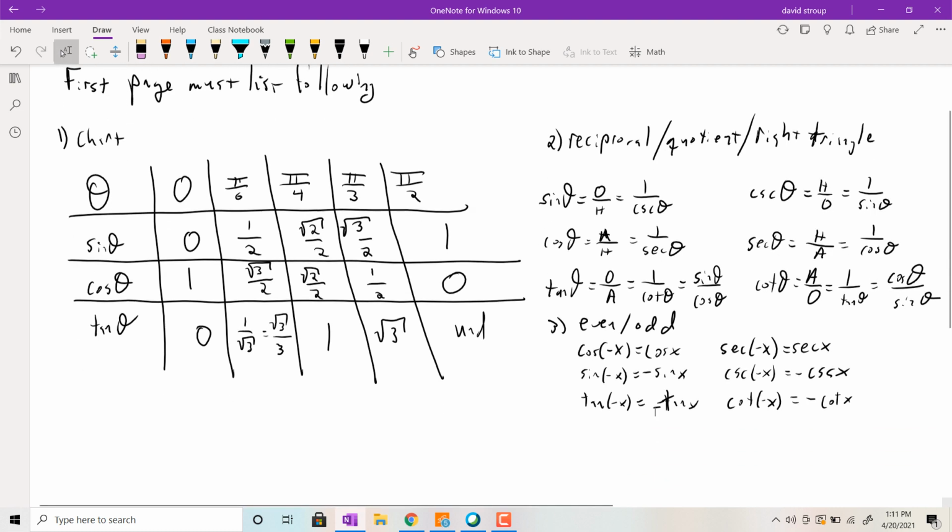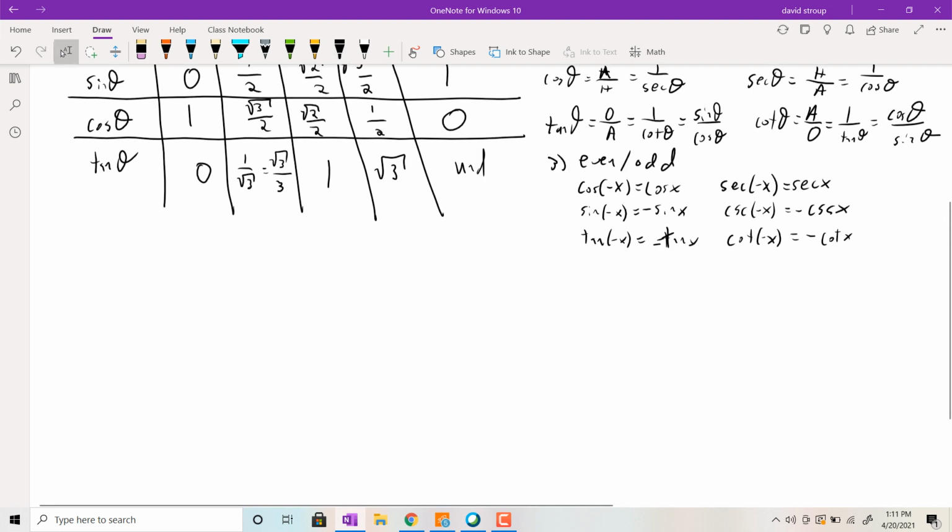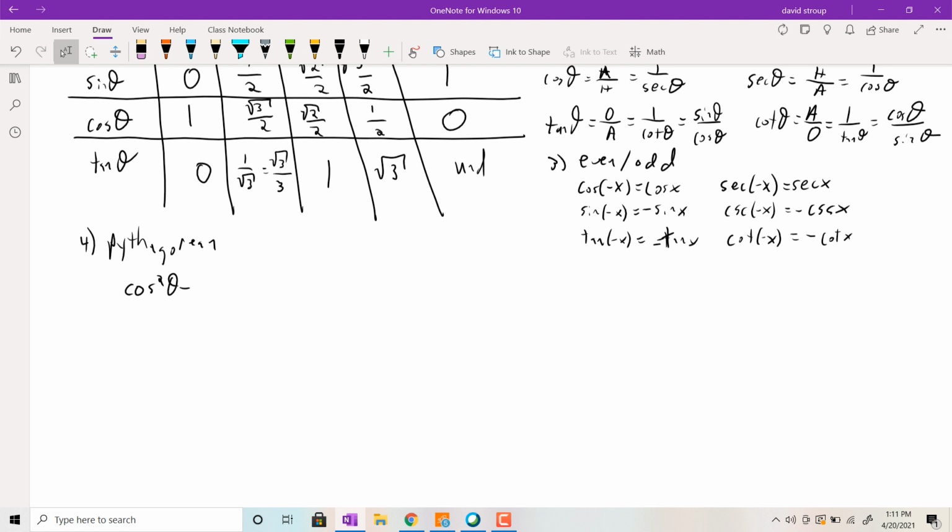Okay, so even odd identities, then Pythagorean identities. The main one, of course, cosine squared plus sine squared is equal to 1. And then if you divide everything by cosine squared, you'll get 1 plus tan squared equals secant squared. And then if you divide everything by sine squared, you'll get cotan squared plus 1 equals cosecant squared.